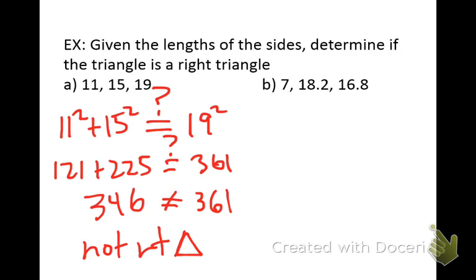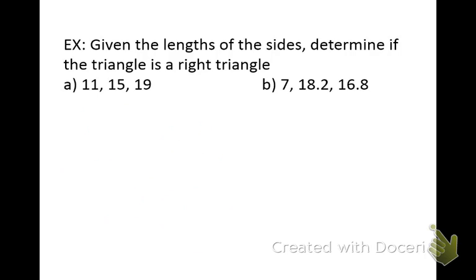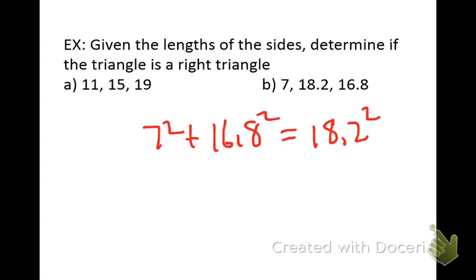All right, let's do the other example. Now you have to be careful. Like we said before, when you do the Pythagorean theorem, your a and b are always the smaller numbers. So they switched up the order on these. The larger number is the second number they give you, but you still want to make sure it's on the right side of your equality. So we would have 7 squared plus 16.8 squared equals 18.2 squared.